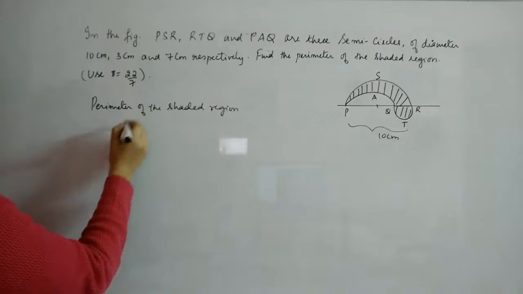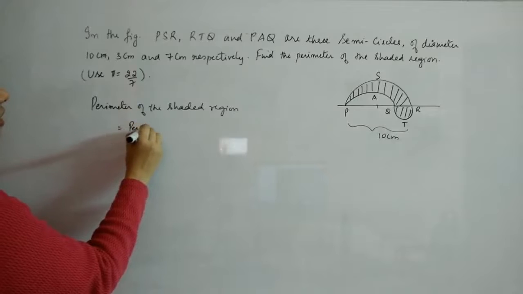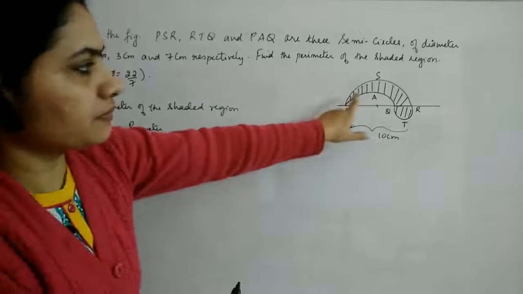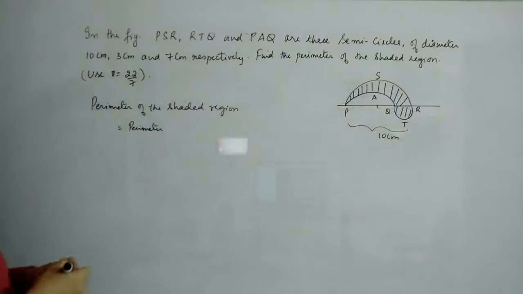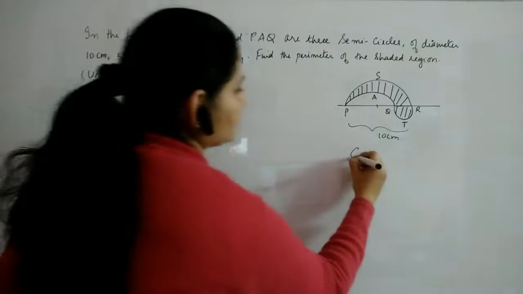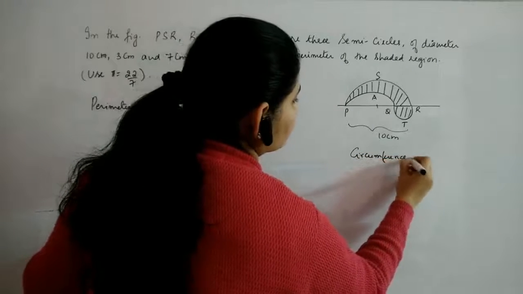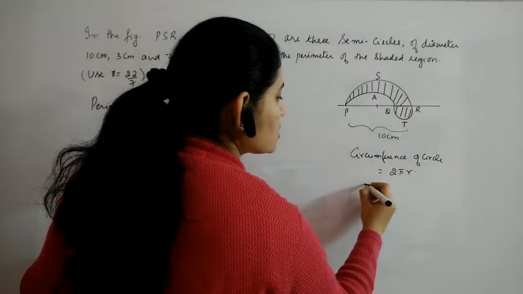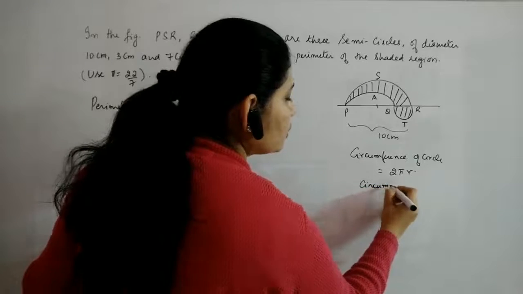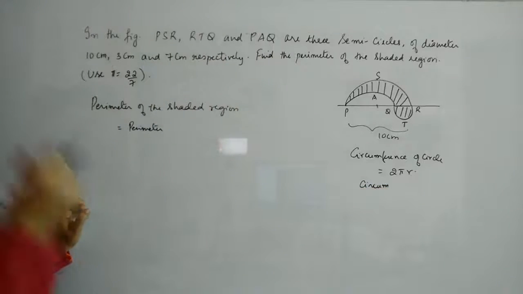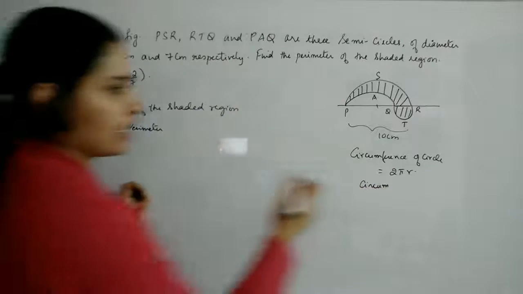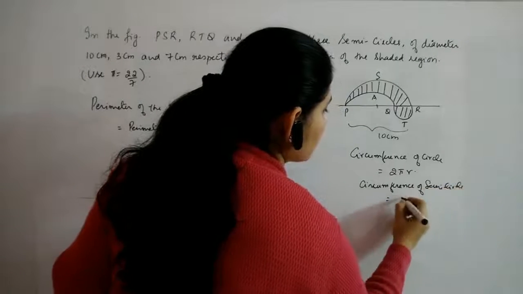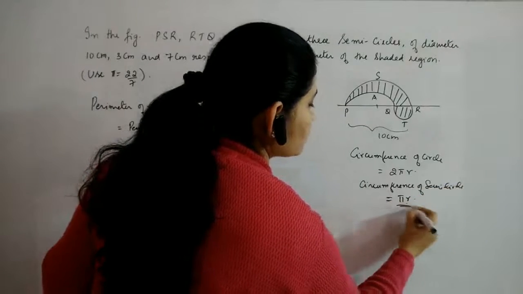So first we have to find out the circumference of the semicircle. The circumference of the circle is 2 pi r. So the circumference of the semicircle will give you 2 pi r by 2, so it will be pi r. The circumference of the semicircle is equal to pi r. This is the concept which we are going to use here.